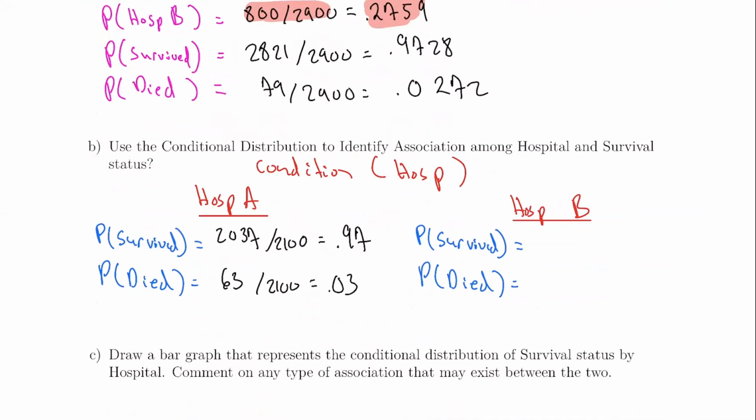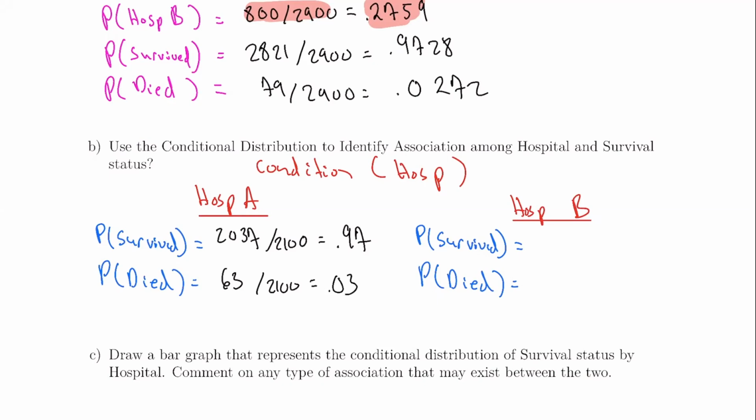And if you look at it once again, if I add those two up, it adds up to 100% because essentially those are all of the categories that could happen for people who went to hospital A. You could either survive or you could die. So there's a 100% chance that one of those two will happen. So that's why when you add up those two probabilities, it adds up to one.